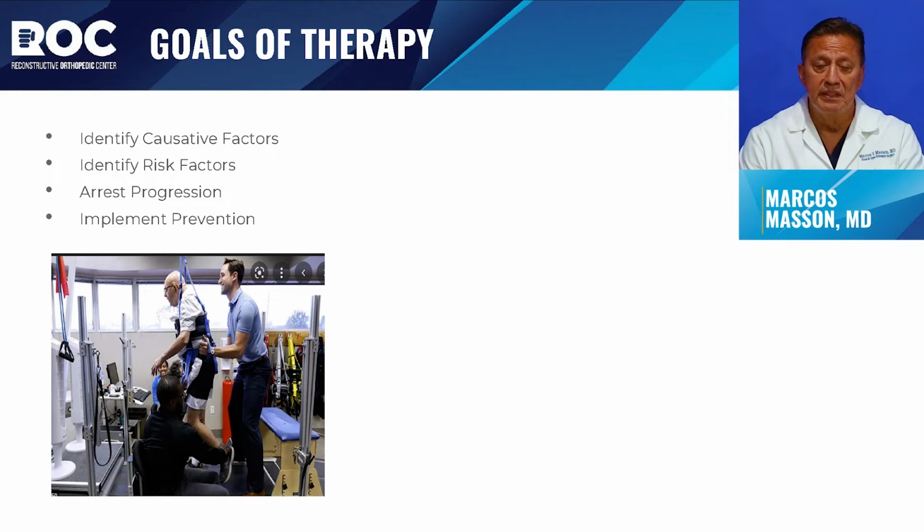Then we want to immediately try to arrest progression, and we do that by eliminating the risk factors and then initiating rehabilitation to reduce pain and improve function. And finally, we'd like to implement a prevention program by education that optimizes their awareness and training and working with safety managers when it's employee related in order to optimize patient outcomes.